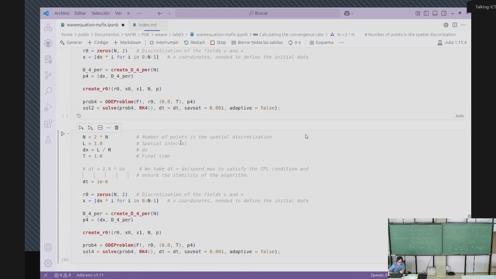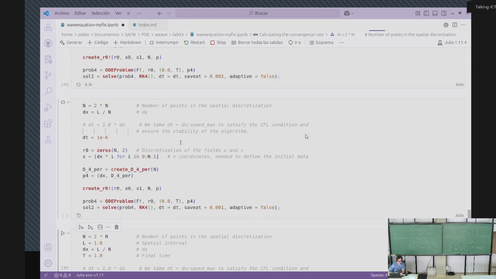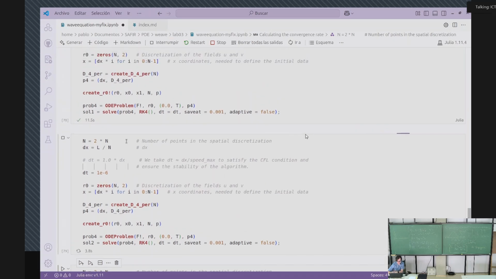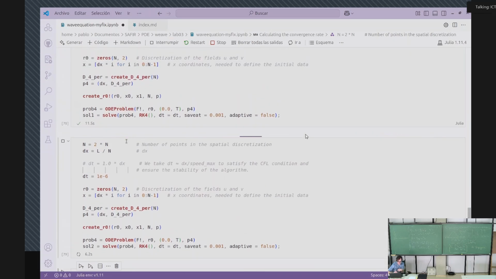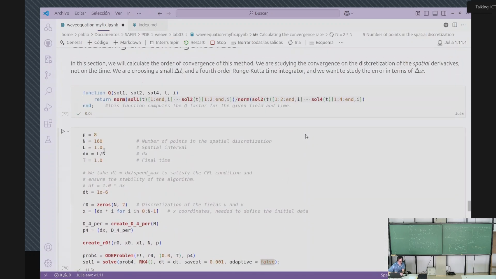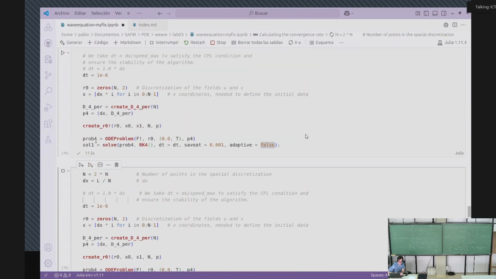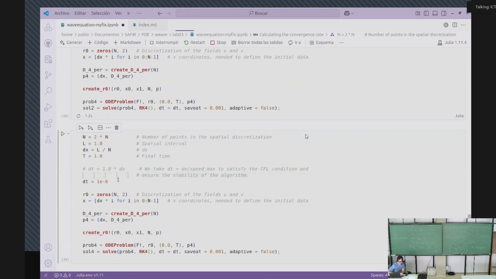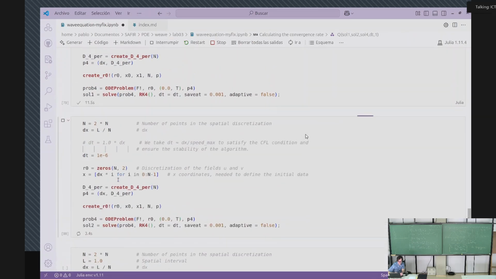In this case it is the L2 norm that we need to use, okay? So here I am going to solve. I am going to choose a very small delta t, just so that I am only seeing error in the spatial discretization and not much in the time discretization, right? That's why I'm also using adaptive false. And I am choosing, in this case, 160 points. Then I am going to choose 2 times that amount of points, and then again 2 times that amount of points, right?